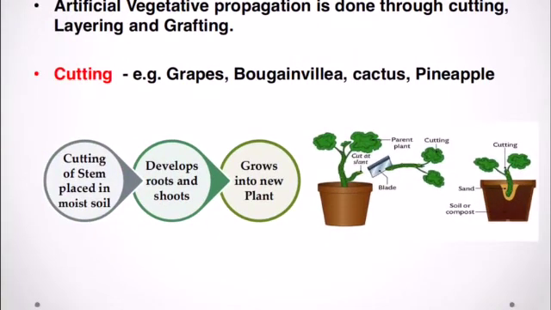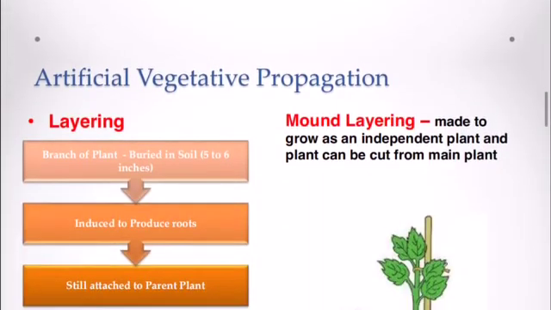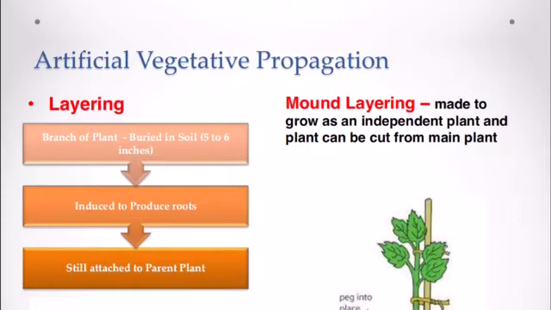Now the next mode in the artificial method is layering. Now in layering, as you can see, the steps are given. In layering, first of all, a branch of the plant is buried in the soil 5 to 6 inches and then induced to produce roots. And it is still attached to the parent plant. So in layering, the roots are artificially induced on the stem branches before they are detached from the parent plant for propagation.